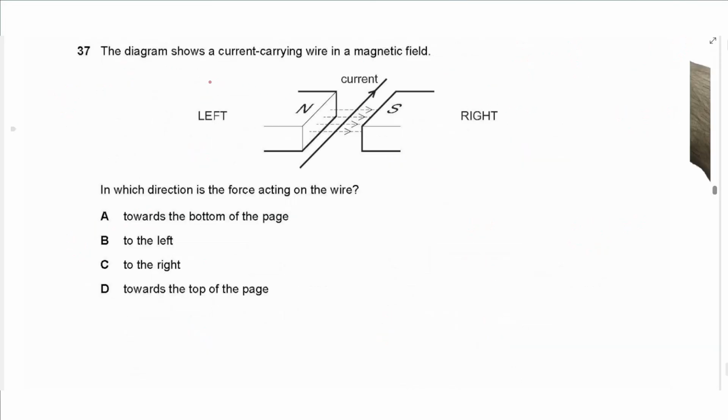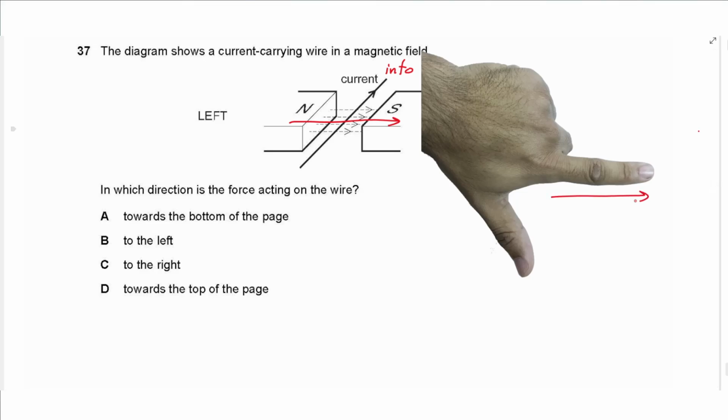Question 37 says the diagram shows a current carrying wire in a magnetic field. So there is already a current in the wire. In which direction is the force acting on the wire? This can be done using Fleming's left hand rule. We have the magnetic field to the right and the current is into the page. So pointing to the right with the magnetic field with the index finger, and the middle finger is into the page. The thumb will be pointing towards the bottom of the page, so the answer is A.